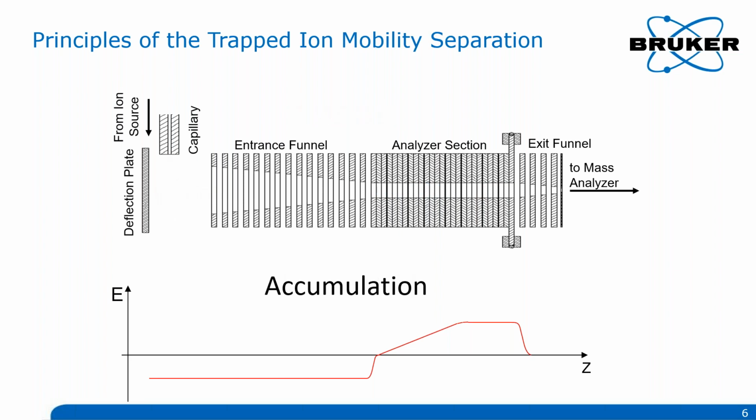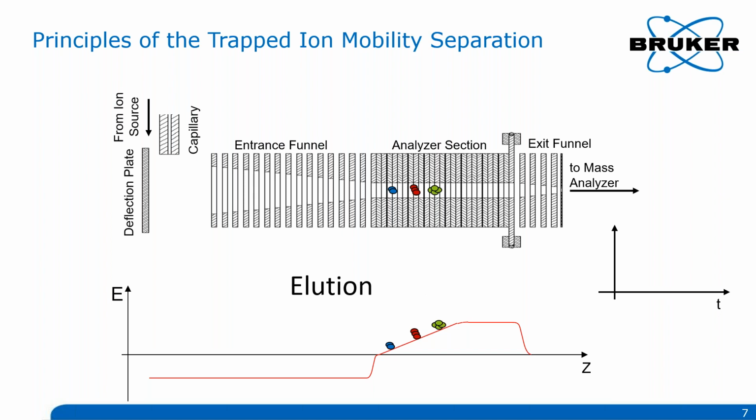This first step of the analysis cycle is called accumulation, and it looks something like this. As you can see, the ions face the gradient of opposing electric fields and separate according to their mobilities. Basically, each type of ion stops at the equilibrium point, where the push from the gas flow equals the opposite push from the electric field.